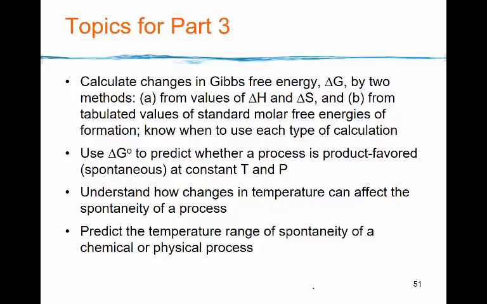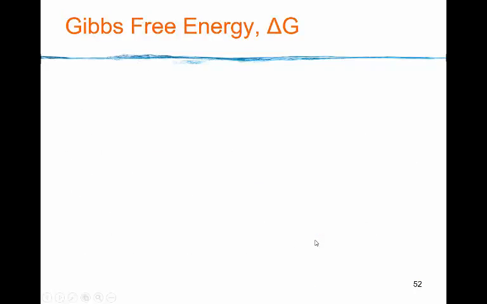We're going to calculate something called Gibbs free energy by using values of enthalpy and entropy, and also by using standard molar free energies of formation from the table that we all know and love, Appendix K. And then when you should use each type of calculation. We're going to use delta G to predict whether a process is going to be spontaneous or not at constant temperature and pressure. And we're going to understand how changes in temperature can affect how spontaneous the process is. And then finally, we're going to predict temperature ranges for spontaneity of a chemical or physical process.